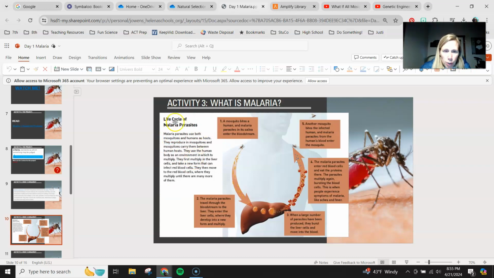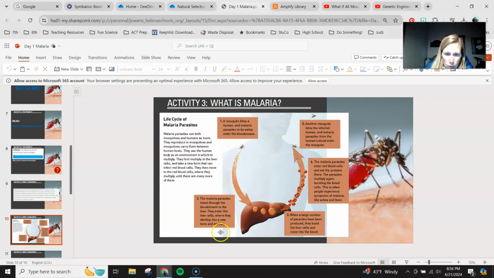Okay, so this is the life cycle of a malaria parasite. Malaria parasites use both humans and mosquitoes. I think I already read all this stuff with you guys. So here's the starting point: a mosquito bites a human and malaria parasites in its saliva enter the bloodstream. So now we have malaria that's going to go right into the liver, and then it's going to kind of lie dormant in the liver for a while.